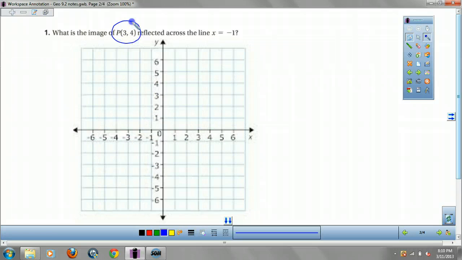So we're going to take the point 3,4, P, and reflect it across the line x equals -1. Where is that line? Do you guys remember? Well, I go to x, it's -1. It's going to be -1 this whole time.